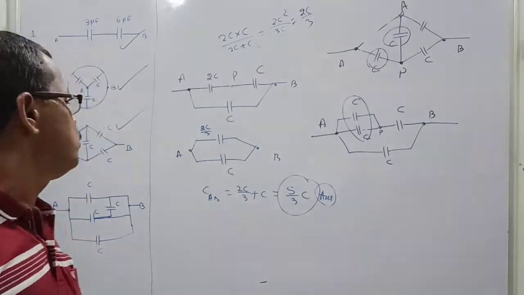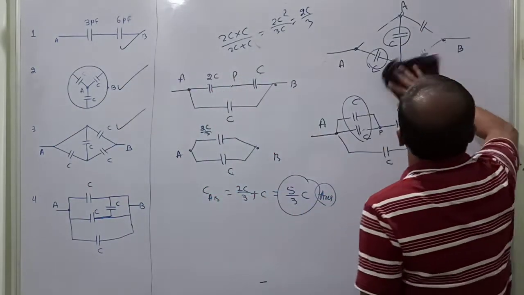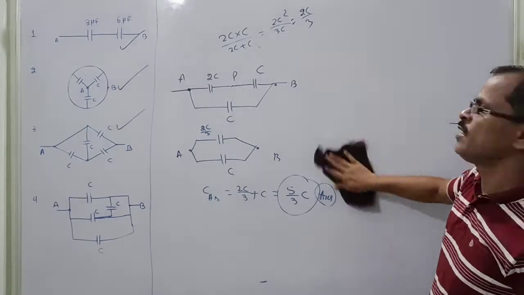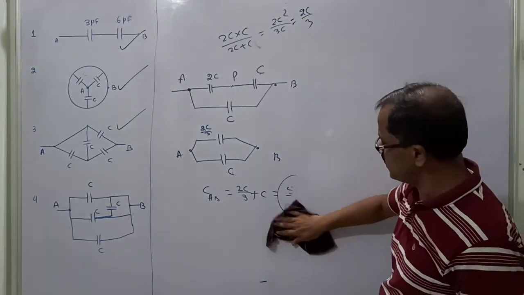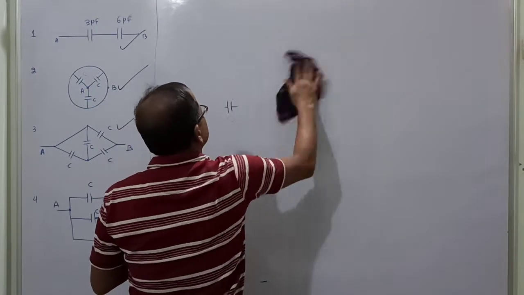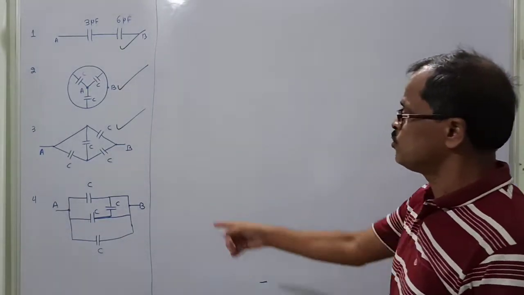Now come to question number 4. So these are all capacitor connections. Some problems are direct parallel and series, and some problems you have to apply some trick, some ideas, and other problems will be the Wheatstone bridge connection, which will be coming now onwards. Okay, now come to question number 4.